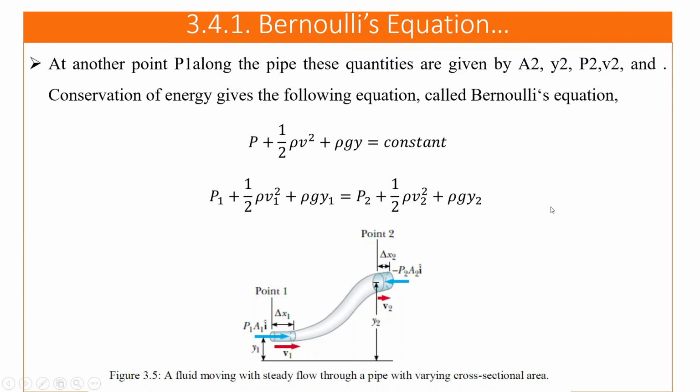If you have a third point, you can say this is equal to P3 plus half times rho times V3 squared plus rho times g times y3. So we proceed like this.